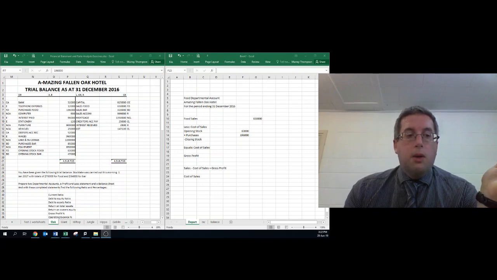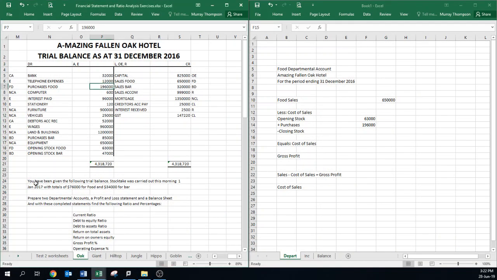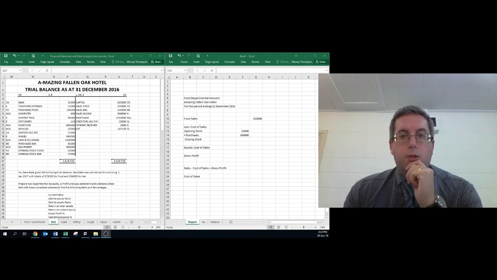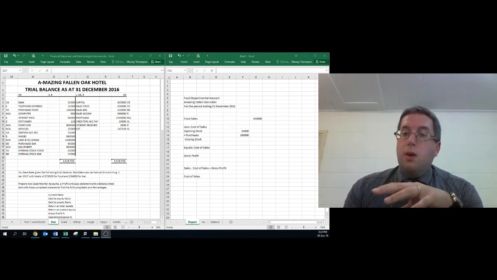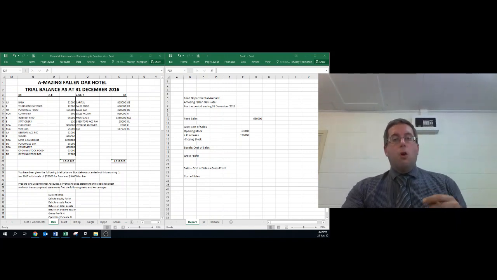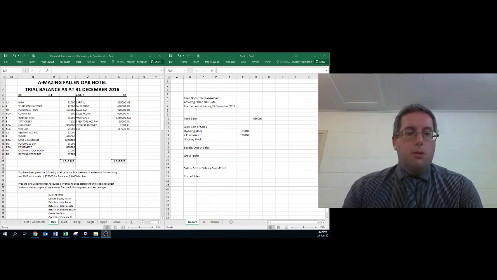And that's okay, because you have to look down to the bottom part. And it says down here, you've been given the following trial balance. A stock take was carried out this morning, the 1st of January 2017, with totals of $76,000 for food, $34,000 for the bar. So this information here is our closing stock figures, and that's what you need to put into the departmental account. But also, those inventory figures will appear on the balance sheet because we actually own that much stock at the end of the period.